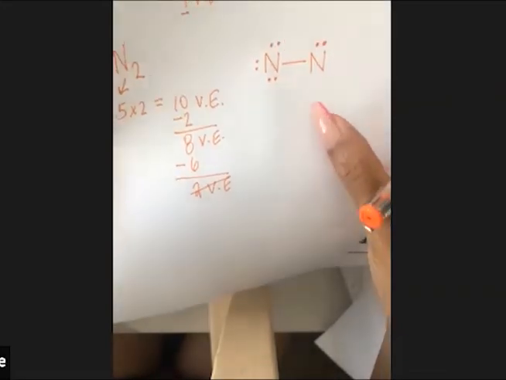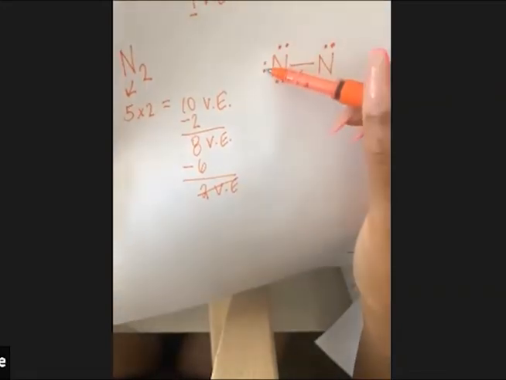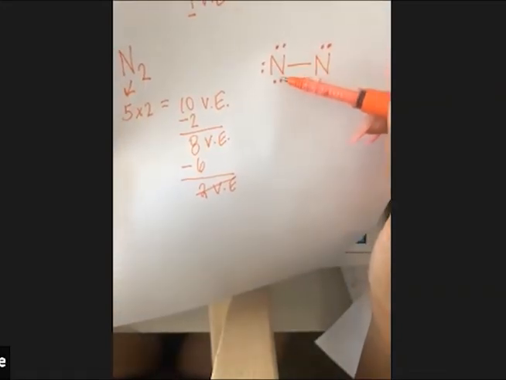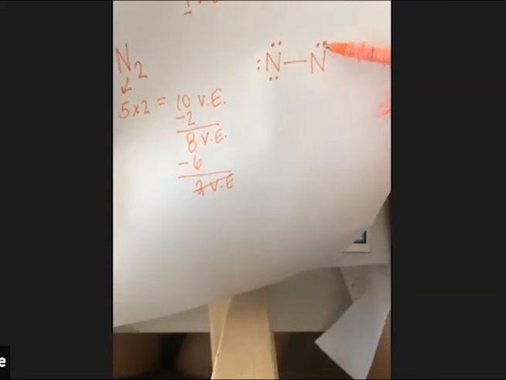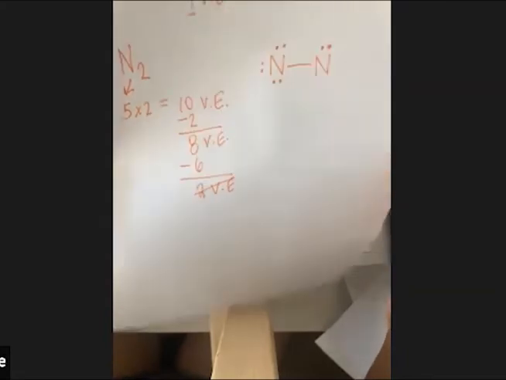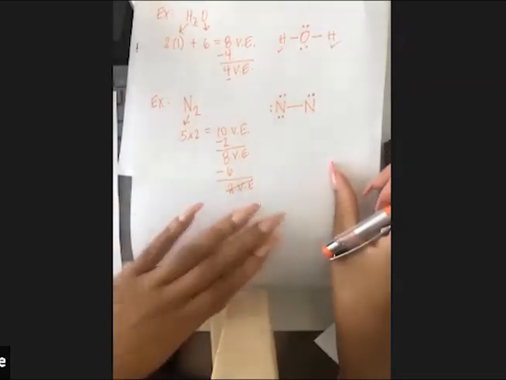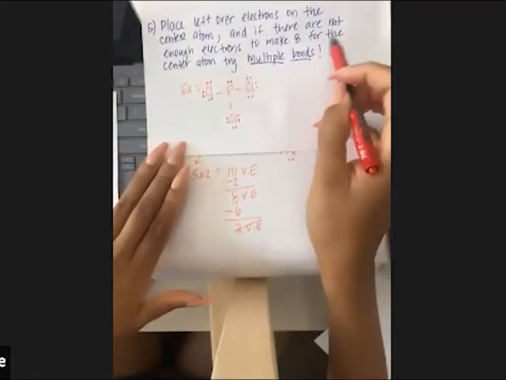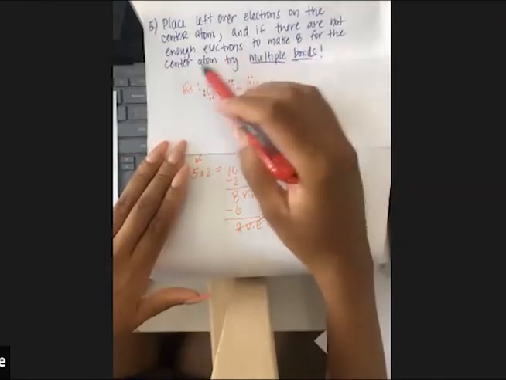But the problem here says I have 2, 4, 6, 8 for this nitrogen, but this nitrogen only has 2, 4. So one of my nitrogens is happy, the other one is not happy. The way to make the other one happy is what it means by step 5. If there are not enough electrons to make 8 for the center atom, try multiple bonds.